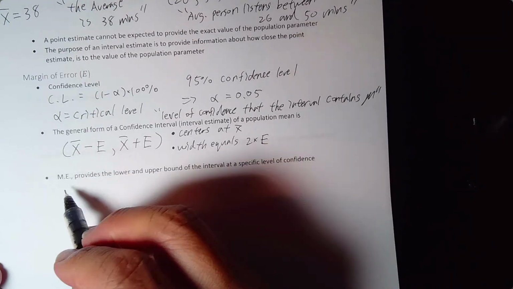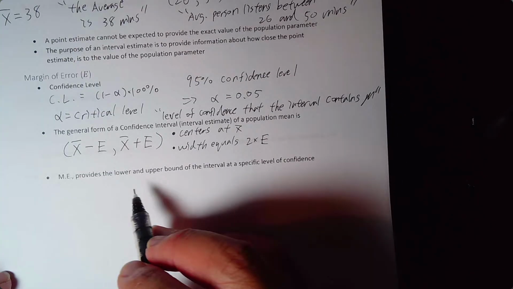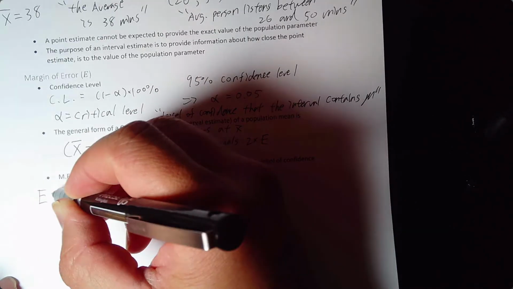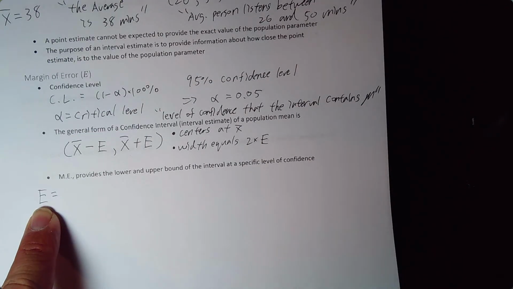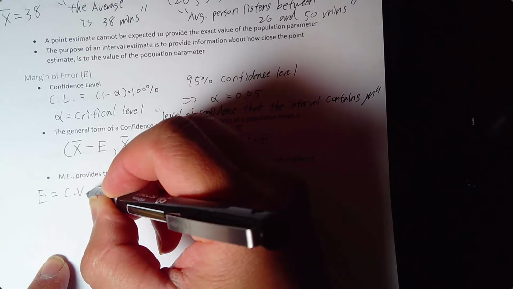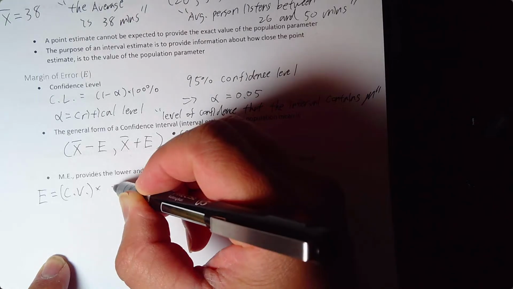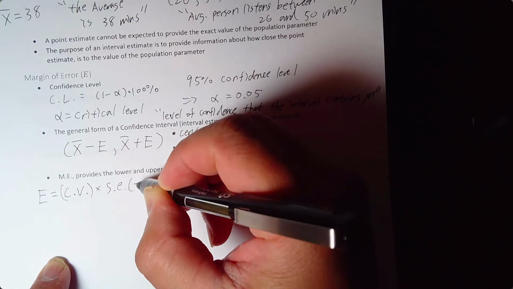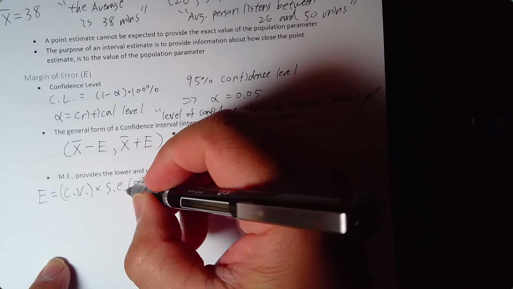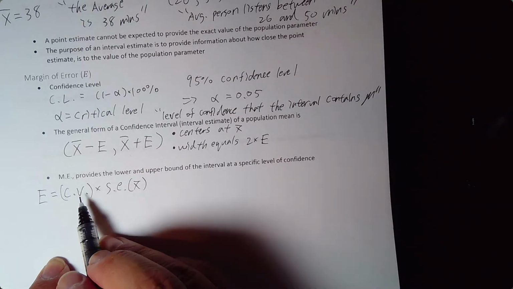Now, what is a margin of error? It provides a lower and upper bound of the interval at a specific level of confidence. So how do I calculate this margin of error? Margin of error is just the capital letter E, and margin of error equals the critical value times the standard error of x bar. This is something that we talked about already from chapter 7. The next part, we're going to talk deeply about what critical value is, but CV just means critical value.